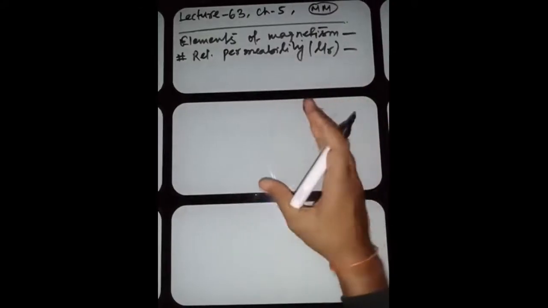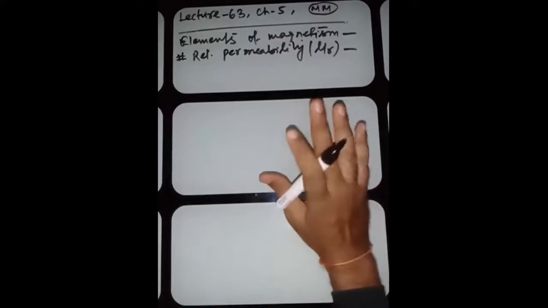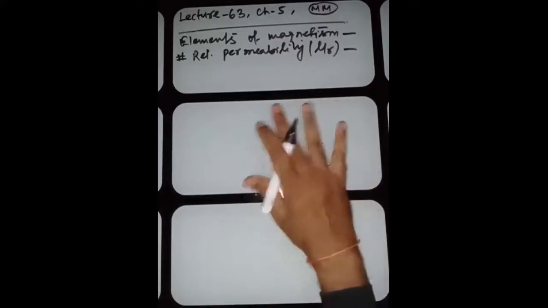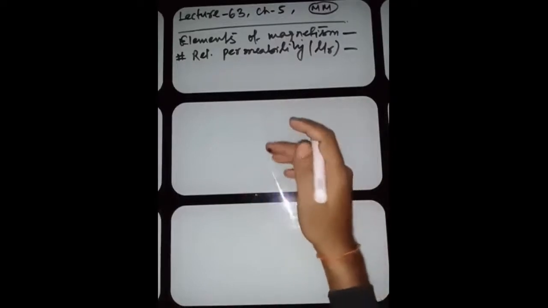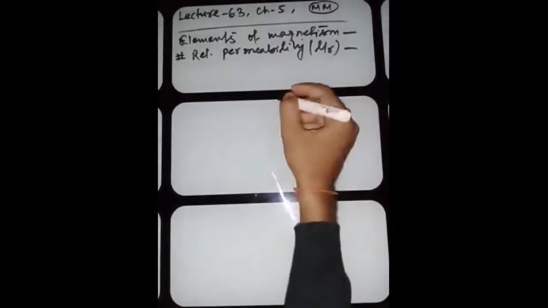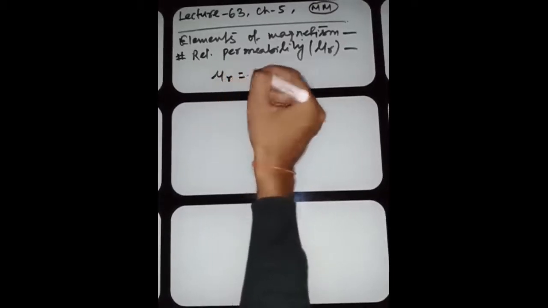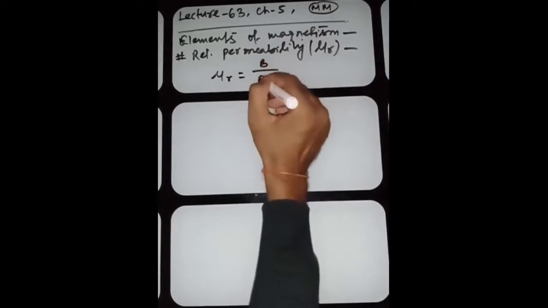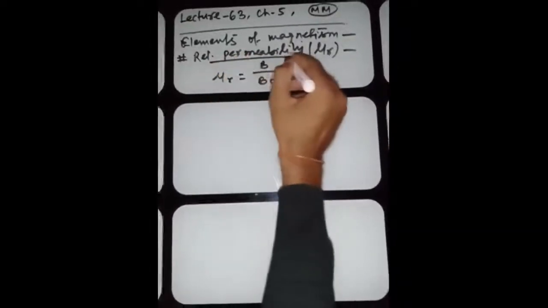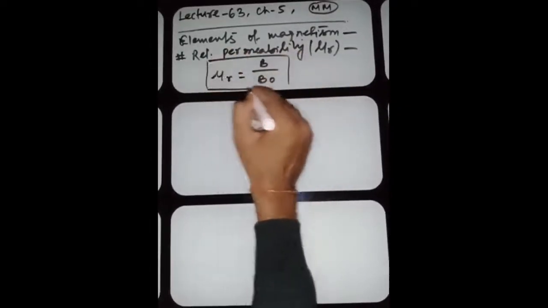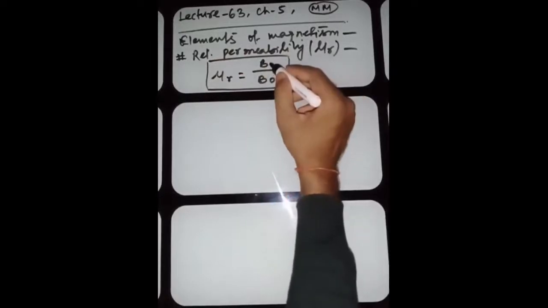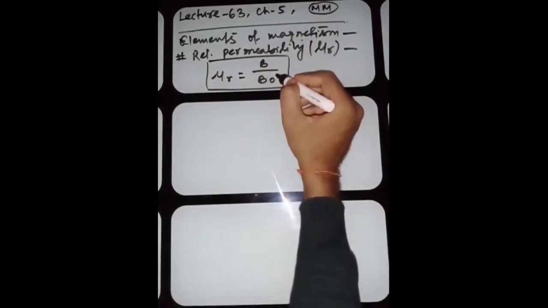And in any material, the number of magnetic lines per unit area that would be present if the medium were replaced by a vacuum, then we can write relative permeability this way: mu R is B by B naught. It is the induction in the proper medium and the induction in vacuum.